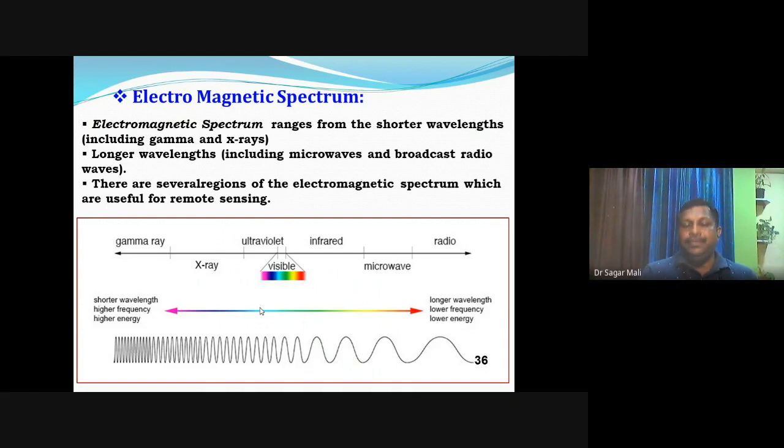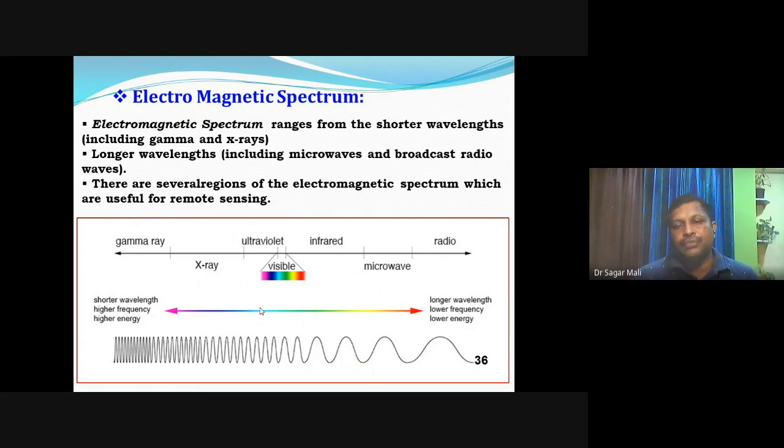The next portion is the visible band. Yes, the visible portion is the only portion of the radiation which we can see with open eyes. After that is the IR region, called the infrared region. The infrared region is divided again into three portions: near infrared, called NIR, middle infrared, MIR, and far infrared, FIR. After the infrared portion there is the microwave. So the visible, infrared, and microwave portions we are using in remote sensing applications.